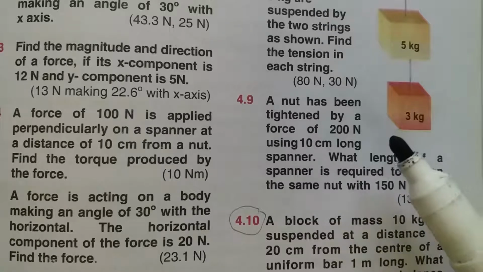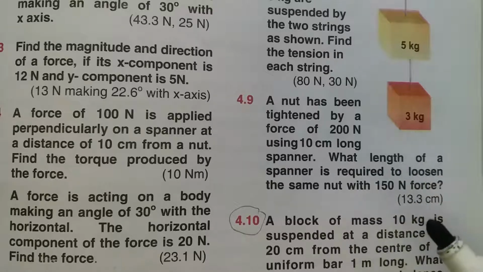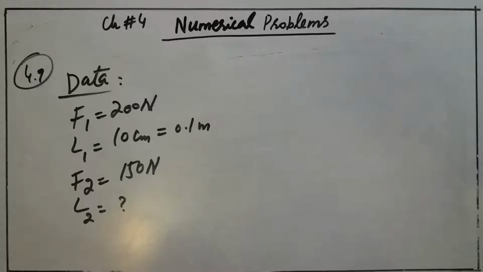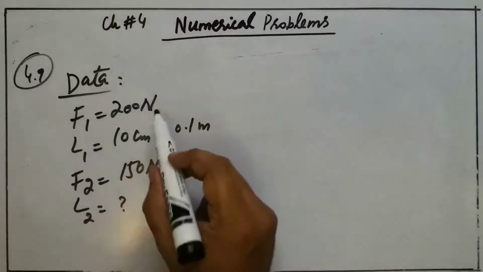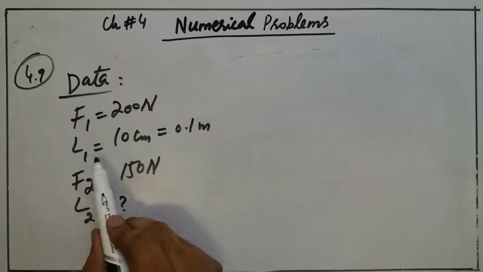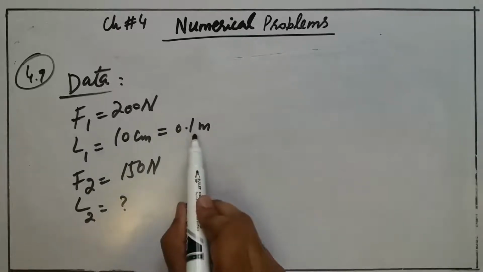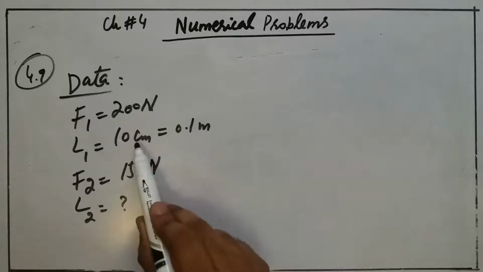So this is definitely going to produce torque, and we have to produce the same torque in order to loosen the nut. So the force now is 150. The force has reduced, so now we have to increase the moment arm, meaning length, in order to produce the same torque. So this is the data. Force 1 is 200 Newton, and length 1 where the force is being applied is 10 centimeters, and in meters, this is 0.1 meter by dividing it by 100.